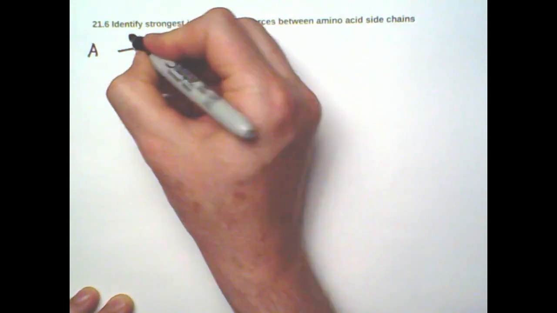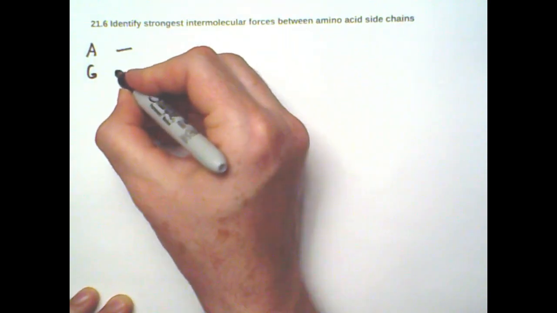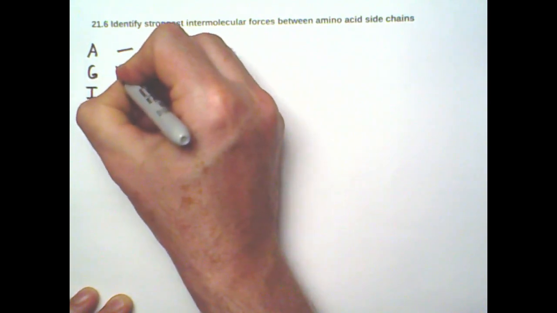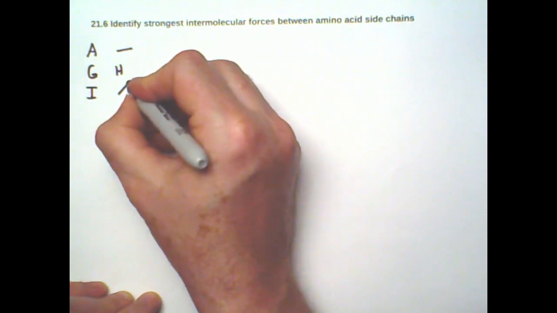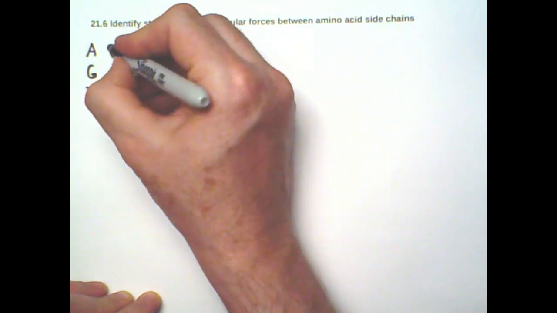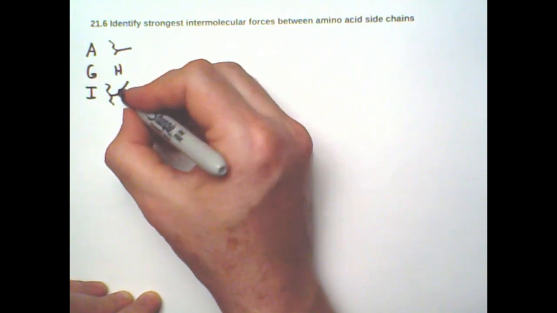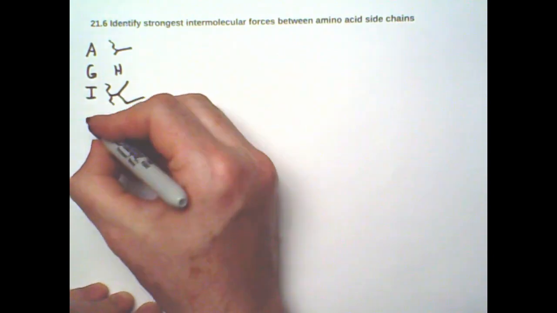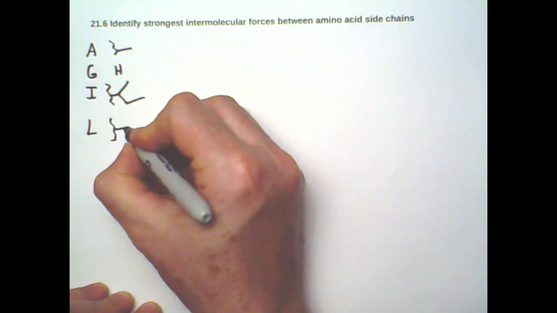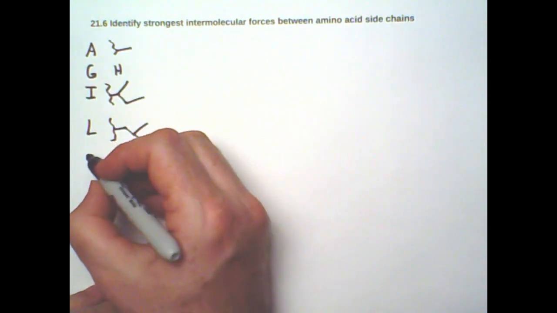Alanine, the side chain is just a methyl group. Glycine, no side chain really, it's just a hydrogen. Isoleucine, the side chain is, I'll draw a squiggle as my backbone, a 1, 2, 3, 4 carbon side chain. Leucine, also a 4 carbon side chain. These are constitutional isomers.